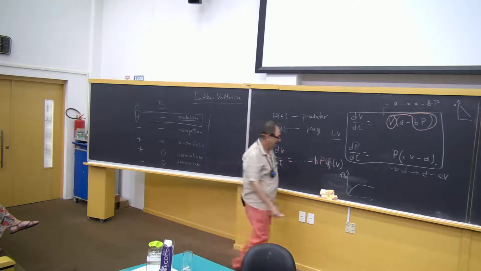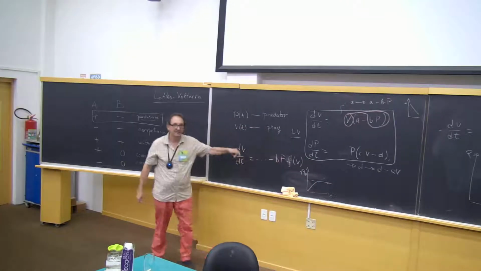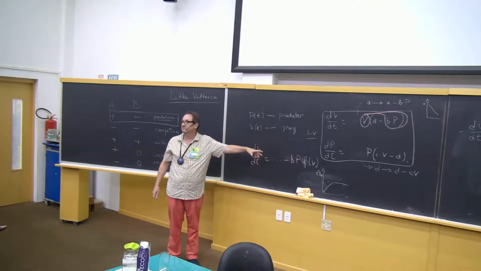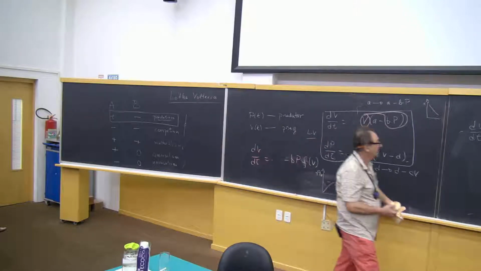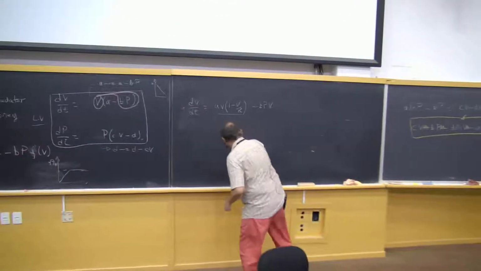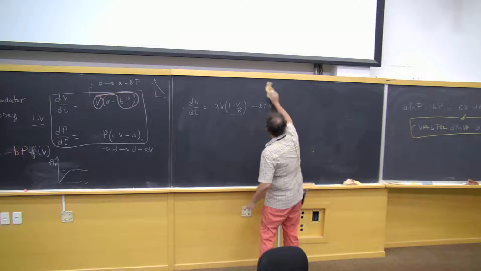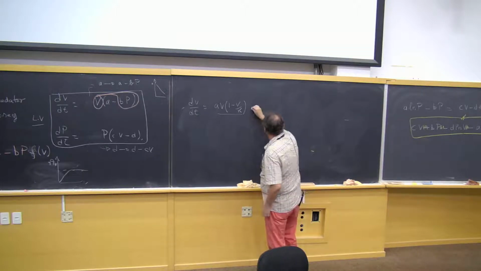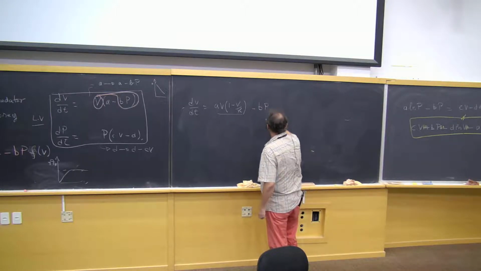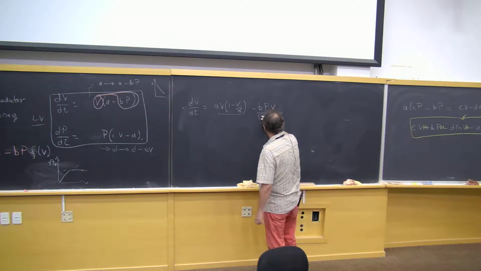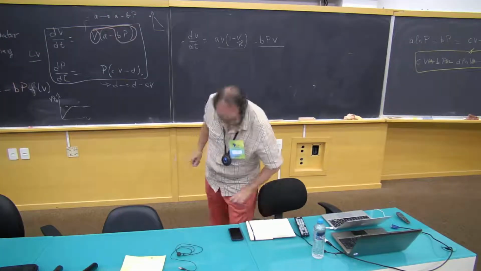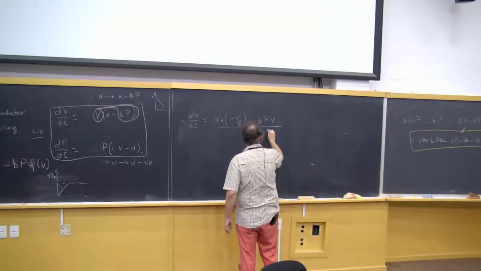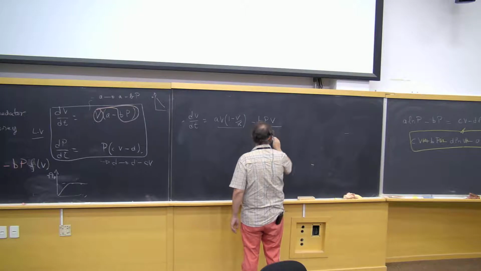So I can write down a simple expression that has this behavior, and then I will get to the system of equations, which will be like that: minus b times p times v, divided by 1 plus b times some new constant h times v.